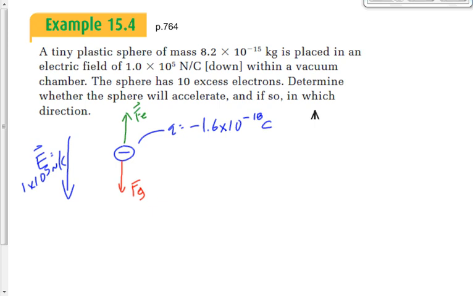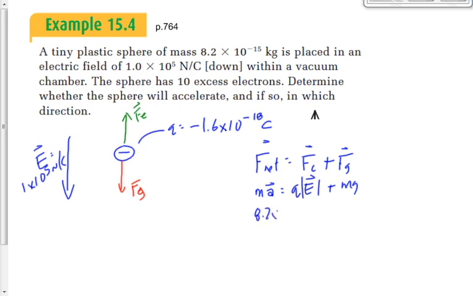Negative particles experience a force opposite to the field. All right, let's do what we did when I was explaining this. F net is equal to the sum of the forces, Fe plus Fg. Ma is equal to QE plus mg. The mass is 8.2 times 10 to the minus 15. We don't know the acceleration. That's really what we're trying to find. Does it accelerate? Well, let's find A. If the answer is yes, it accelerates, we'll get a value for A. If it's no, then A will be 0. Okay, let's find A.